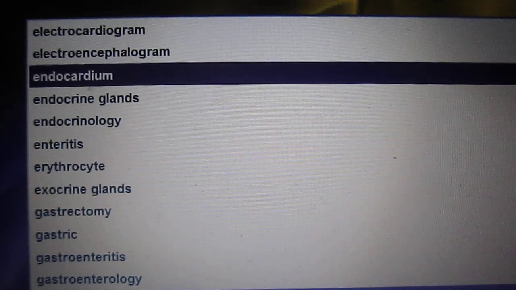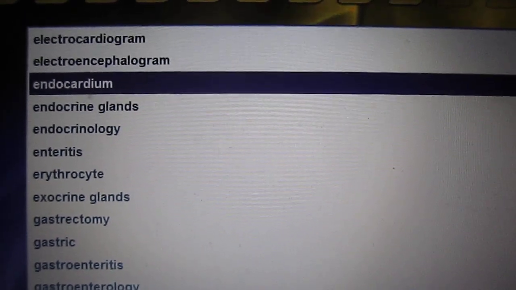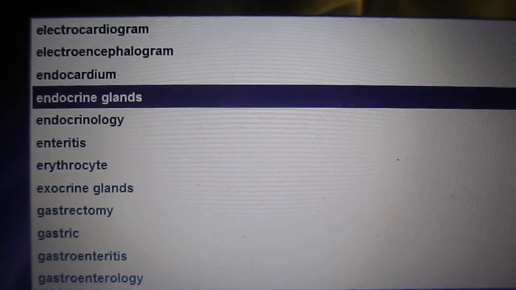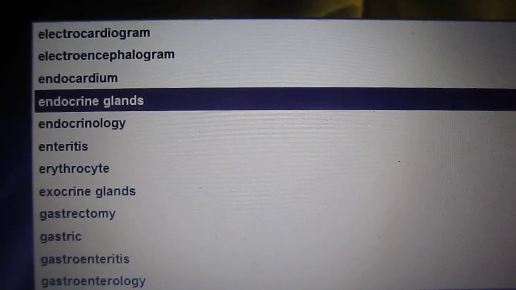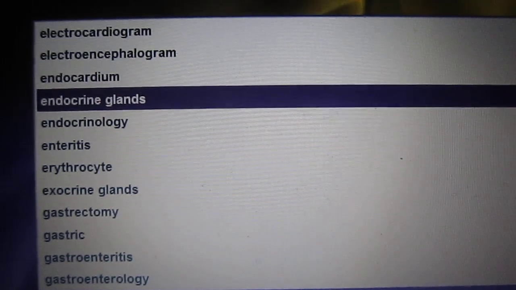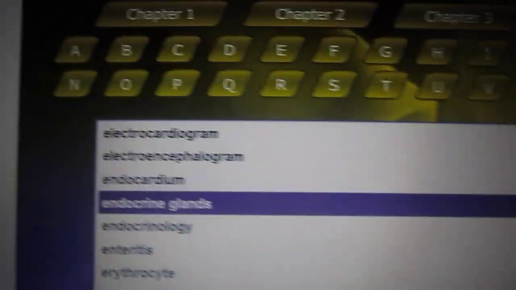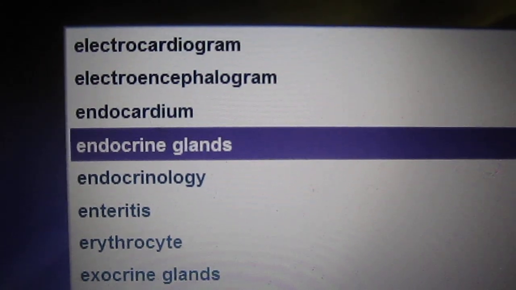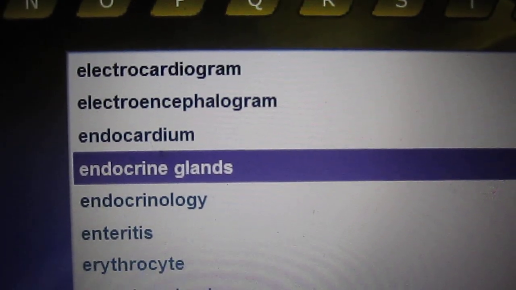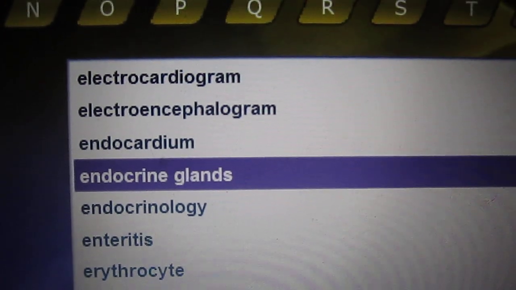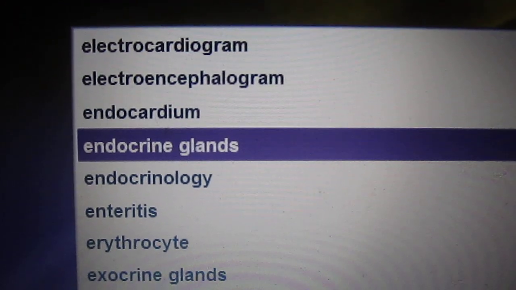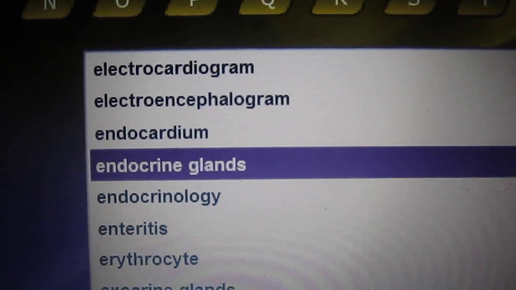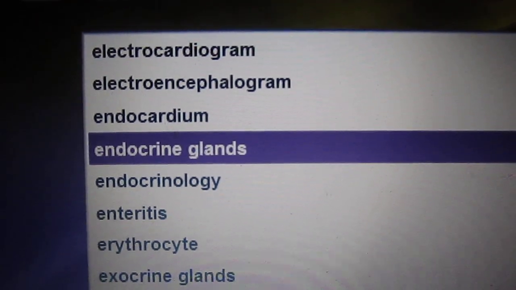Endocardium. The endocardium is the inner lining of the heart. Endocrine glands. The prefix endo means within. Crine, C-R-I-N-E, means to secrete. Endocrine glands secrete hormones within the body, directly into the bloodstream. Some examples of endocrine glands are the pituitary, thyroid, and adrenal glands, the ovaries in females, and the testes in males.